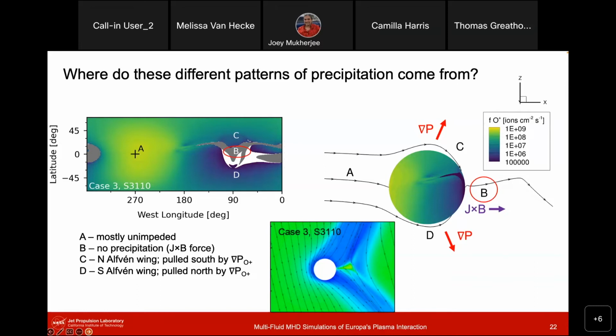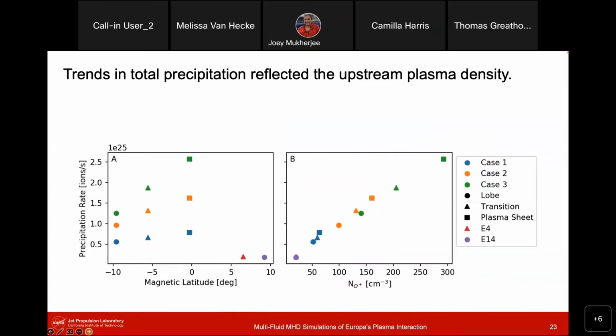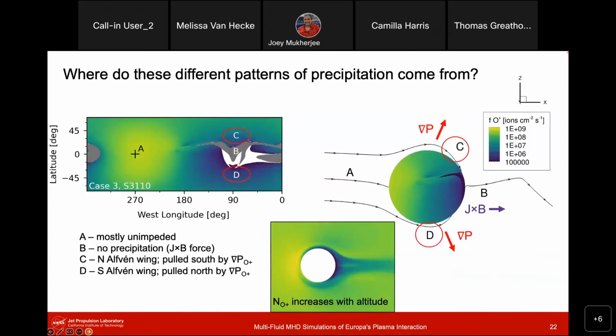One result that I thought was really interesting from this study are the C and D streamlines, because these show that we do have appreciable precipitation on the downstream side of the moon at mid latitudes. The reason this happens is, if you think about this plasma streaming over Europa's surface, why doesn't it just continue downstream? The reason is that there are gradients in the pressure. As I mentioned, on the downstream side, there's nothing generating that magnetospheric plasma, and so you have this kind of vacuum that sucks plasma into the surface on the downstream side.